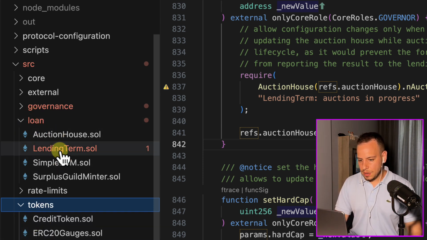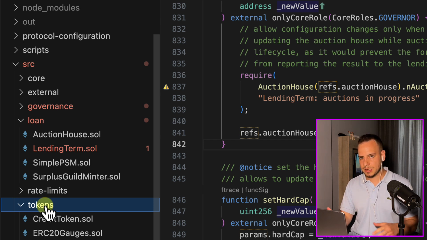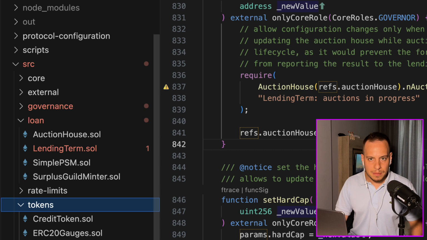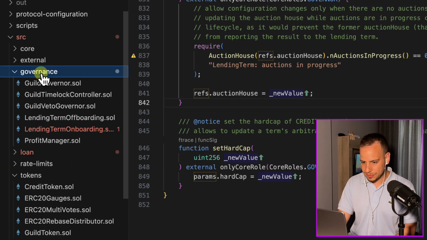If we have the credit token and the guild token that are used in loan and governance, then basically they use the token features that were defined and implemented inside the tokens contract. So both of us took a look at the tokens contract. Taz was focused on the loan contracts and I was focused more on the governance initially.